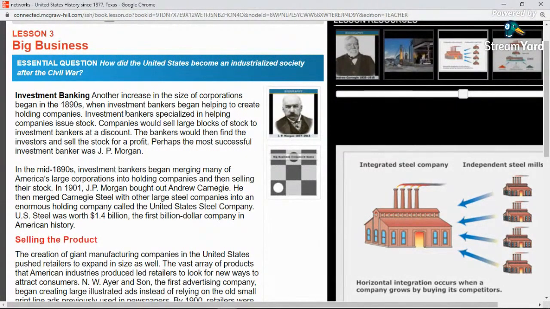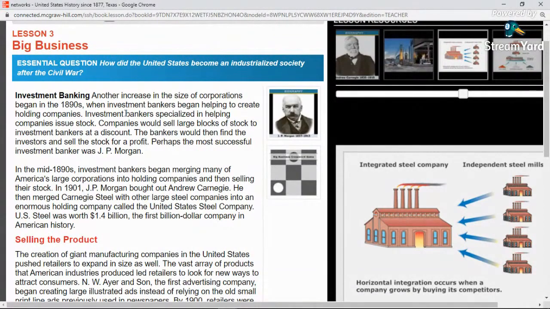Investment banks specialized in helping companies issue stock. Companies could sell large blocks of stock to investment bankers at a discount, and then the bankers would find people to sell the stock to. So if I have stock, instead of me working to find people to buy my stock and sell it for the full price, I'll sell it cheaply to an investment banker. The investment banker is going to find people who will buy my stock.